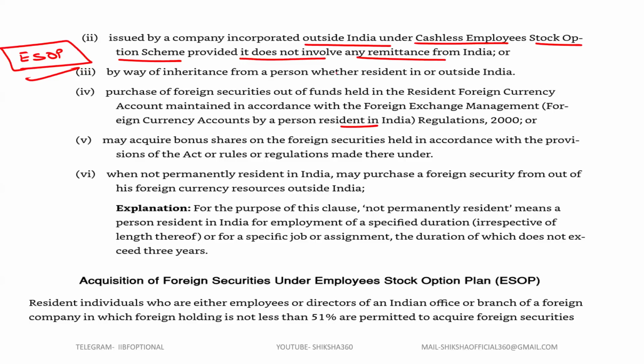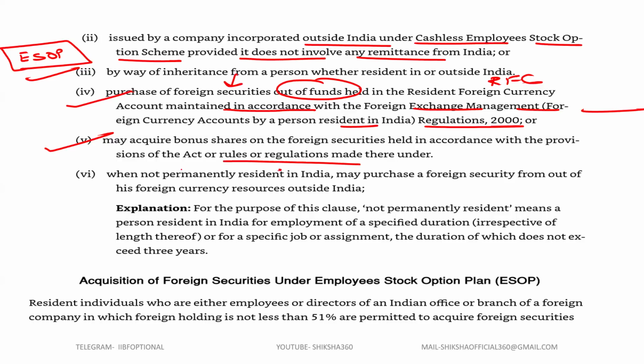Third, by the way of inheritance, like through the family route, from a person whether resident in or outside India. Fourth one, that is purchase of foreign securities out of the funds held in the RFC account maintained in accordance with the foreign exchange management regulations. Fifth, may acquire the bonus shares on the foreign securities held in accordance with the permissions of the act or the rules and regulations made thereunder.